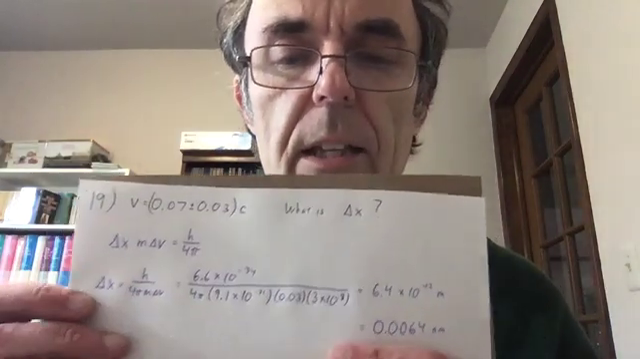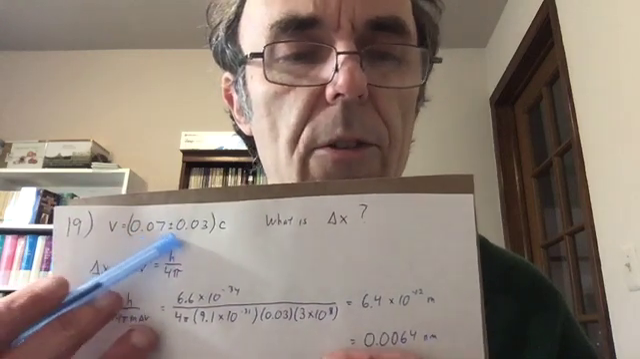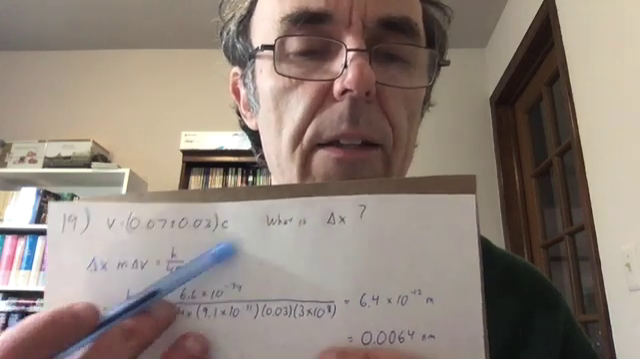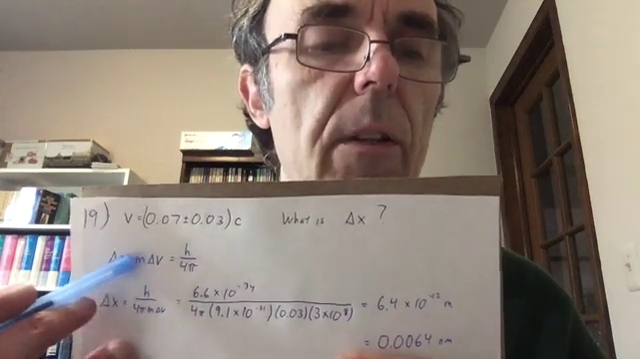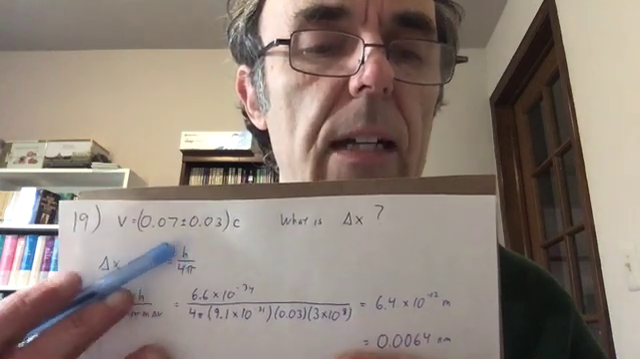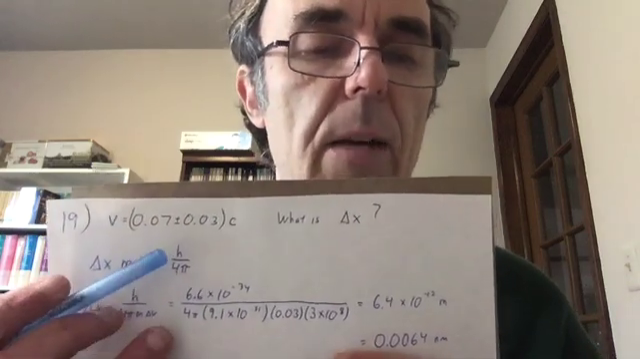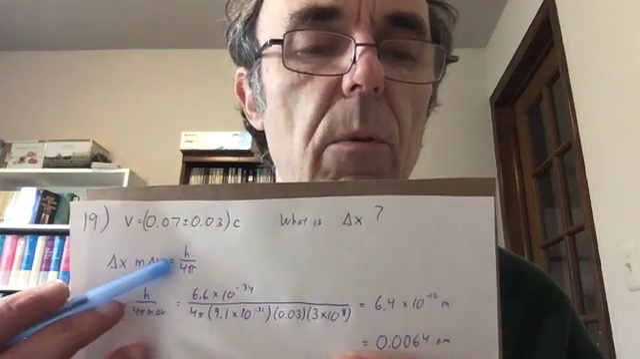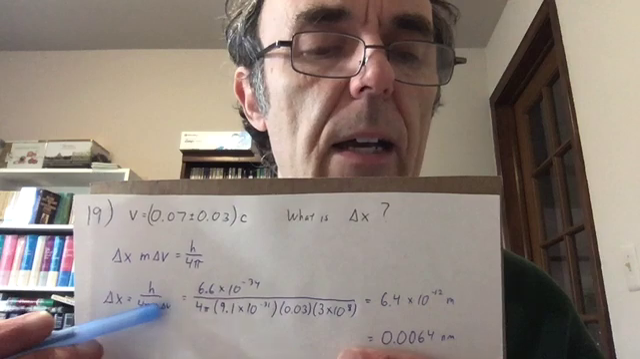Okay, here is an uncertainty principle problem. The speed of an electron is 0.07 plus or minus 0.03 times the speed of light. What's the uncertainty in its position? So you have delta x times delta p. Delta p, the uncertainty in the momentum, is just mass times delta v, and this is greater than or equal to Planck's constant over 4 pi. But the problem says something about having the best possible instruments, so we're going to take the smallest value, replacing the greater than or equal to by equal to. Solve for delta x, and you get h over 4 pi m delta v.